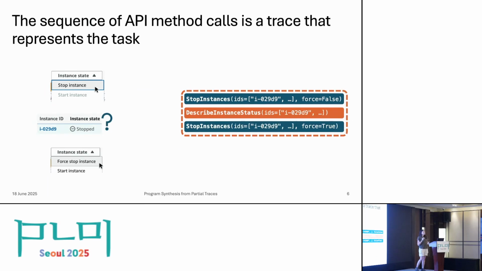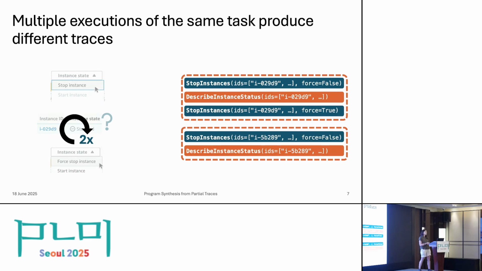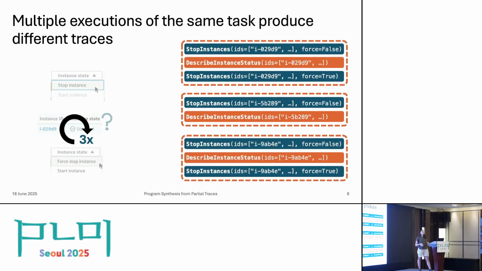We can interpret this sequence of API calls as a description, as a trace that represents the task that you were doing. And as you execute this task more times, you get different traces showing the differences in different executions of this task. So as I said, we don't always make that call to force stop instances, so we won't always have the second call to the stop instances API call. If you execute this task very often, maybe every day, maybe even more, after some time you'll have a lot of these traces showing this task that you execute a lot.